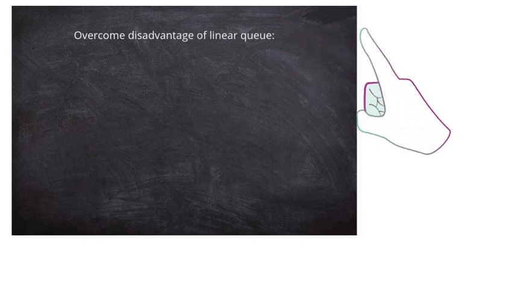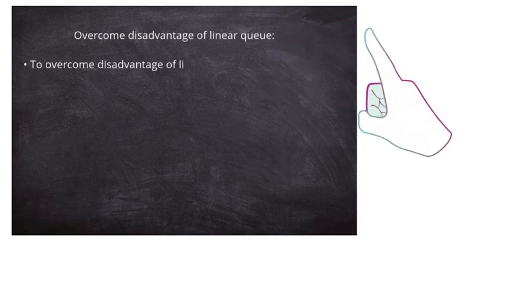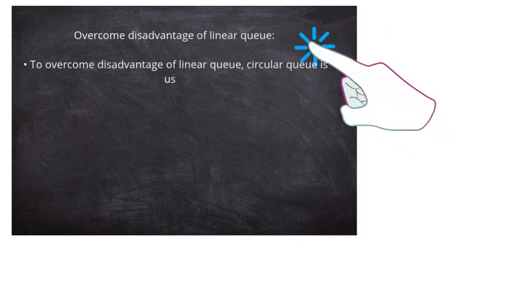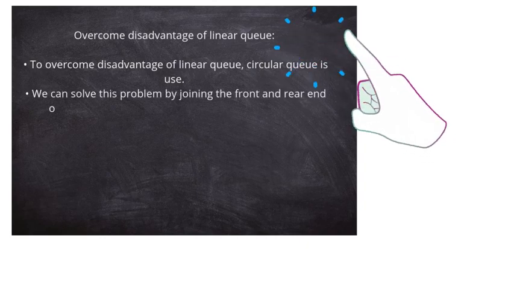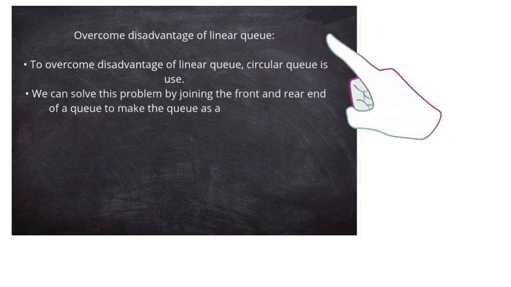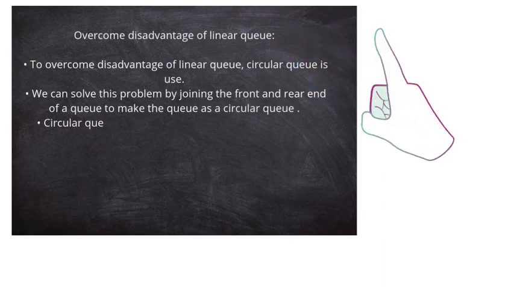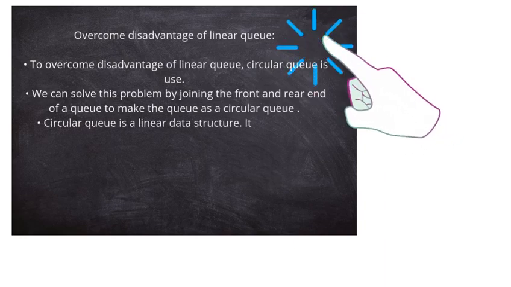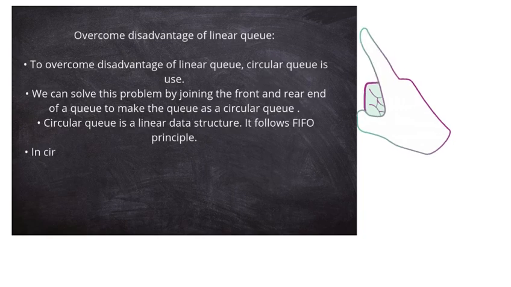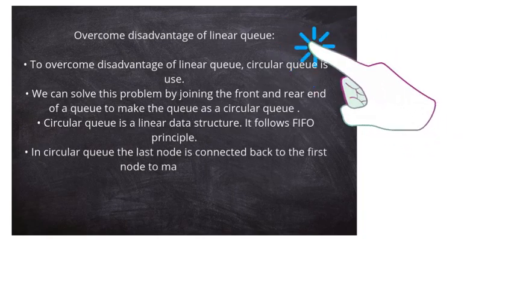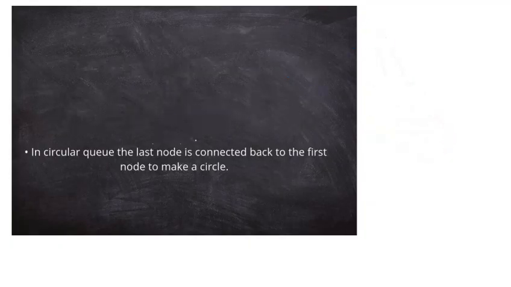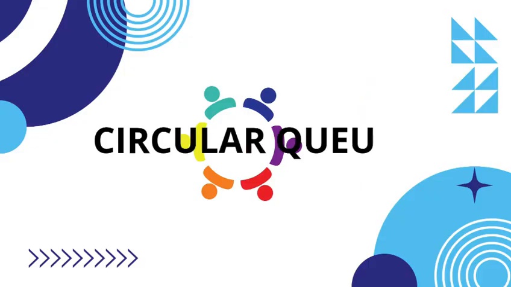Overcome disadvantage of linear Q. To overcome disadvantage of linear Q, circular Q is used. We can solve this problem by joining the front and rear end of a Q to make the Q a circular Q. Circular Q is a linear data structure. It follows FIFO principle. In circular Q, the last node is connected back to the first node to make a circle. Now, let us learn about circular Q.